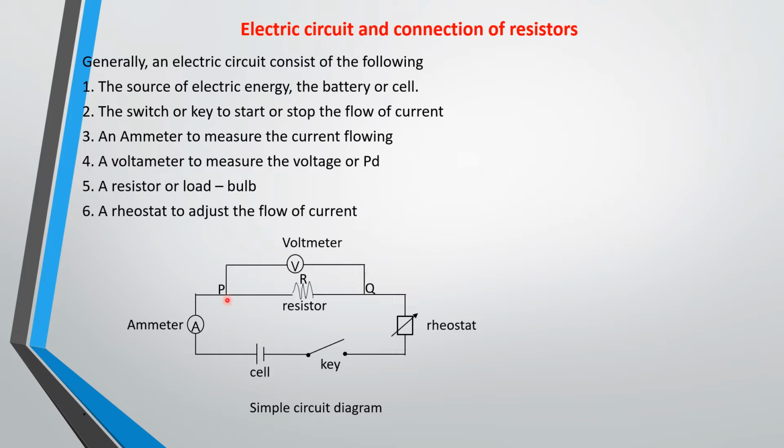Okay, you have the voltmeter that measures the voltage between two points, or the potential difference between point P and Q. Then you now have a resistor. A resistor can be in the form of a bulb or a load. So you have a resistor here, then you have a rheostat. This rheostat is used to adjust the flow of current. Okay, so this is basically the setup of an electric circuit.